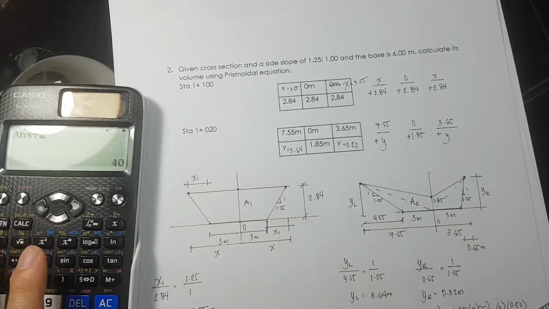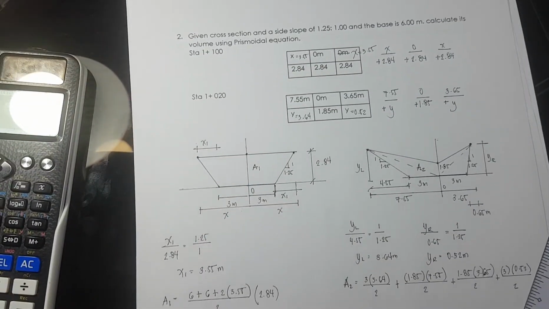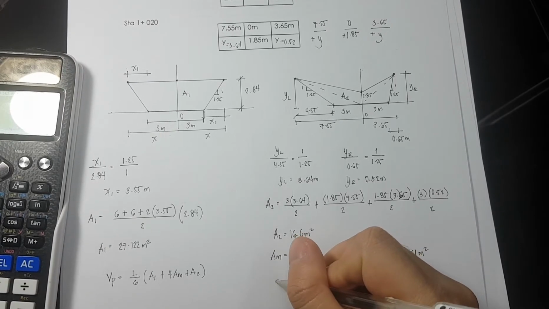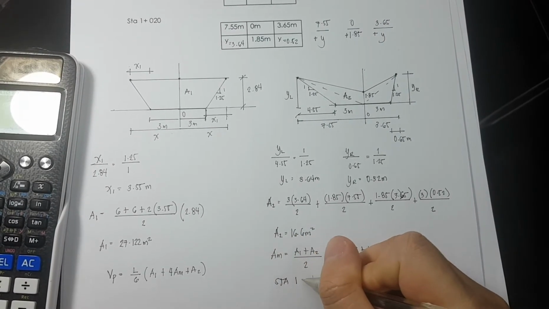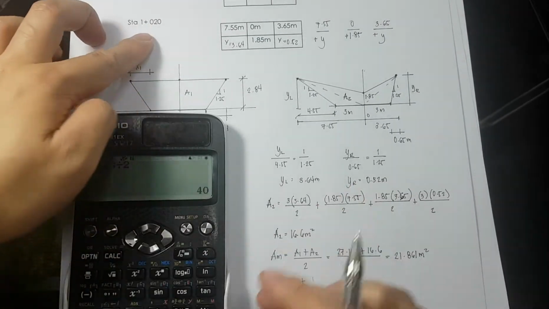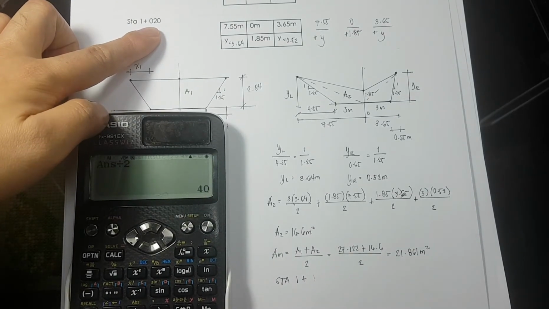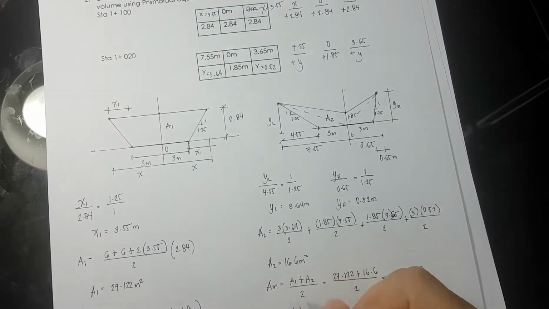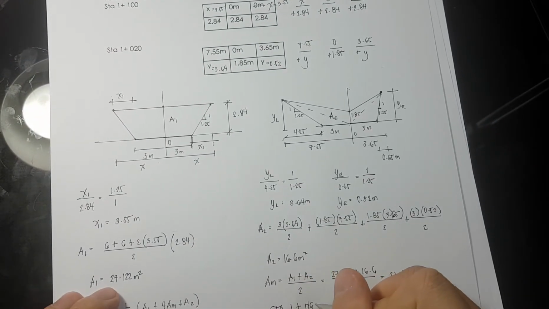So, 40 meters from station 1 plus 0.20. So, ano ba yung station natin? So, that would be station 1 plus 0.20 plus 40. So, that is 1 plus 0.60.